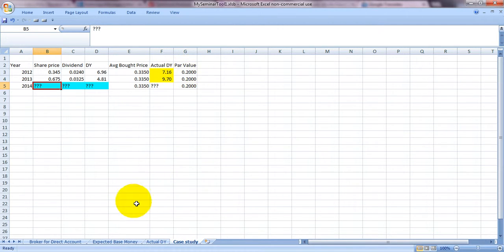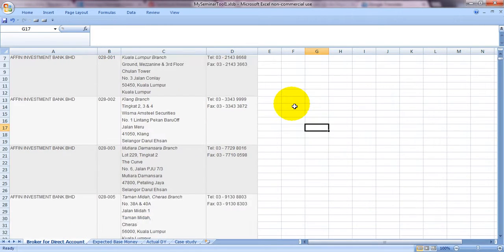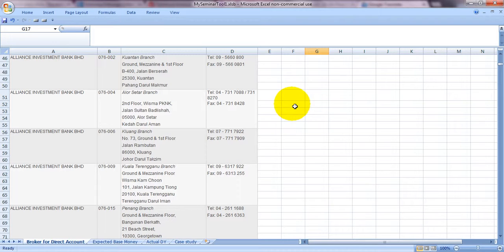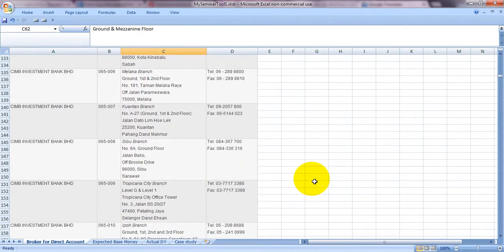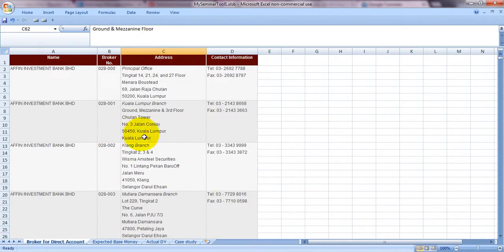Let's move to the next sheet, which is the brokerage for direct account. In case your share capital is already more than 500,000, you should go for this. This is the information for you. You can contact them based on the branch. You see there's a branch accordingly. I did make everything simple for you in the future if you want, so you can just refer to these four sheets.